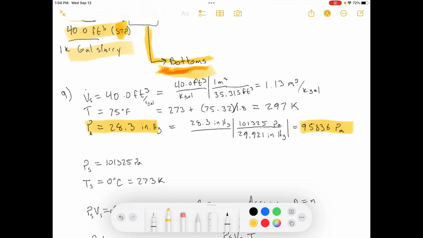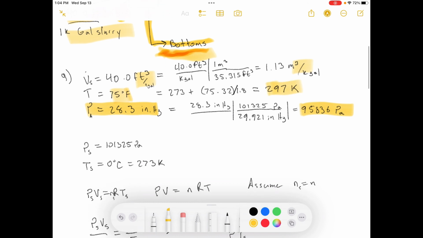Also, they gave it to us in non-SI units, so I just convert everything into SI units. So feet turns to meters, Fahrenheit turns to Kelvin, and inches of mercury turns to pascals. So that's what all this section is for.